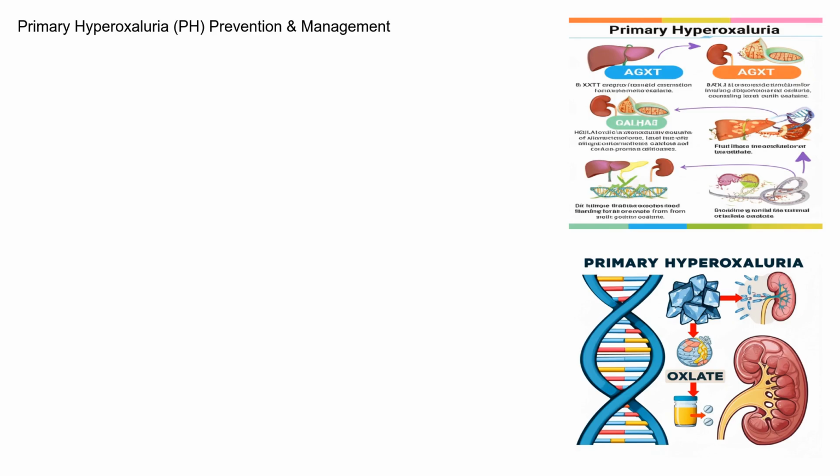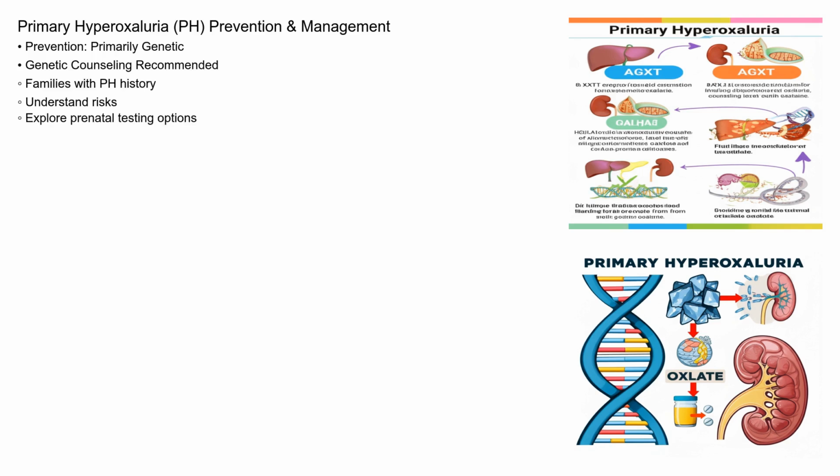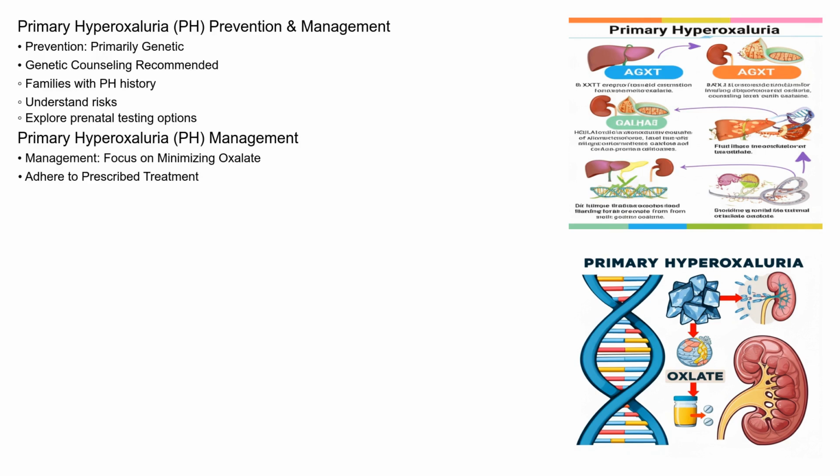While there's no definitive way to prevent primary hyperoxaluria since it's a genetic condition, genetic counseling is recommended for families with a history of the disease. This can help them understand the risks of having a child with PH and explore options like prenatal testing. For individuals already diagnosed with PH, adhering to the prescribed treatment plan, including high fluid intake and medications, is essential to minimize oxalate buildup and prevent complications.